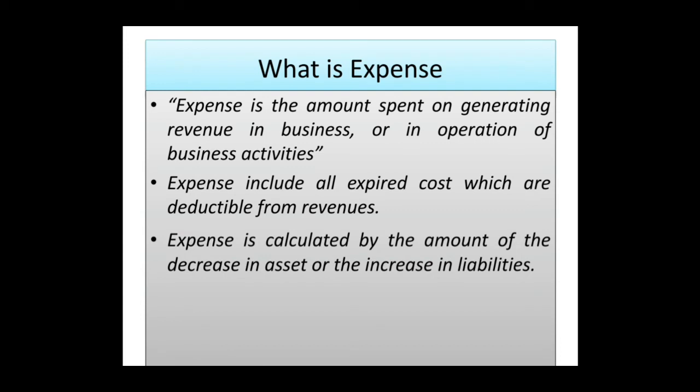Expense is calculated by the amount of decrease in asset or increase in liabilities. Whenever there is an expense in our business, it will reduce our asset. Like if we want to pay a rent, definitely we have to pay rent in the form of cash, so cash is an asset, it will reduce. On the other hand, if we do not pay the rent expense at the spot, it will create our liability. Our liability will increase, that would be accounts payable.